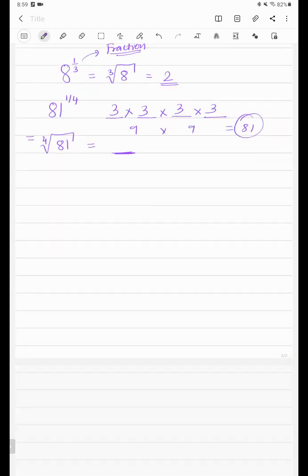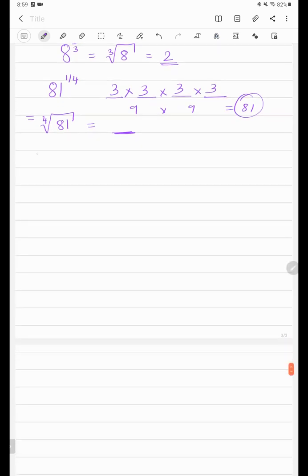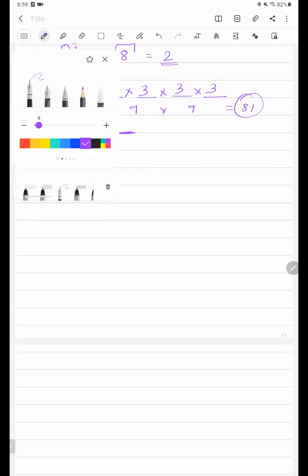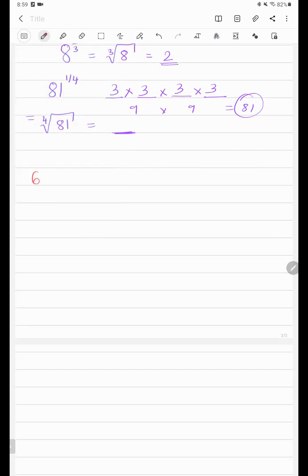Okay. All right. So how about 64 to the power 1 by 3? Ma'am, it's 4. Okay. So how is it going to be 4? Because it is the cube root of 64. And that means we need a number which is multiplied by itself 3 times, and that gives you 64. And we know that that number is 4, right? So the answer for this is 4.